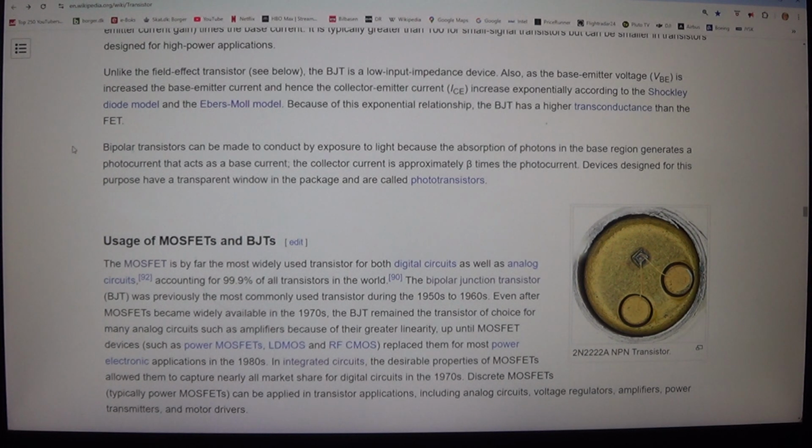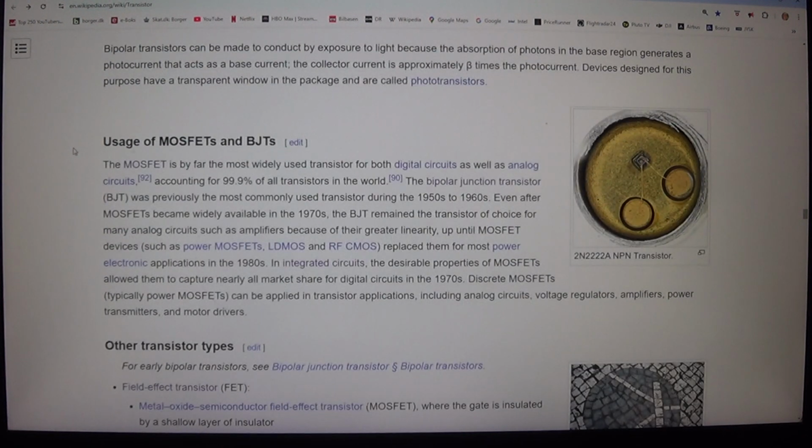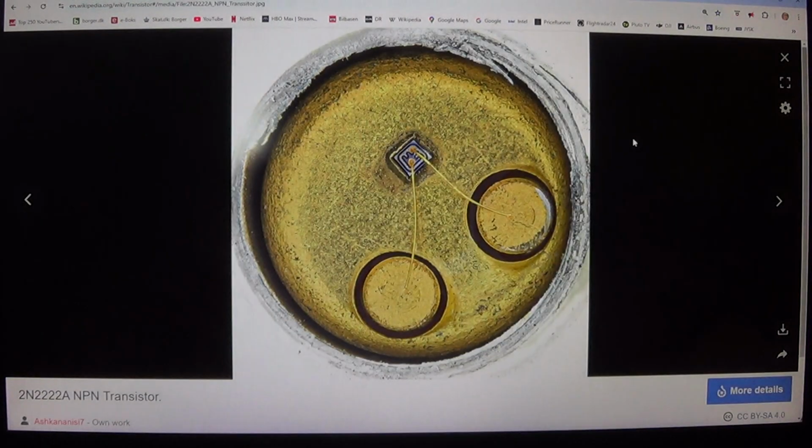Bipolar transistors can be made to conduct by exposure to light because the absorption of photons in the base region generates a photocurrent that acts as a base current. The collector current is approximately beta times the photocurrent. Devices designed for this purpose have a transparent window in the package and are called phototransistors.